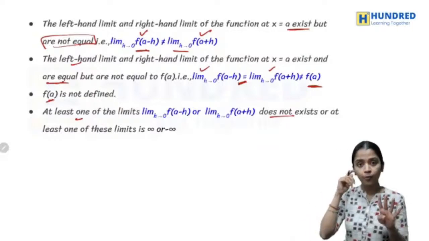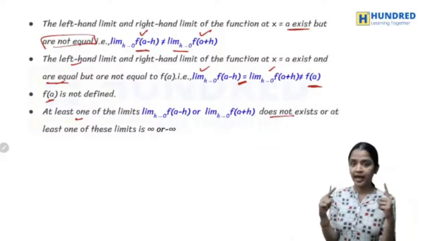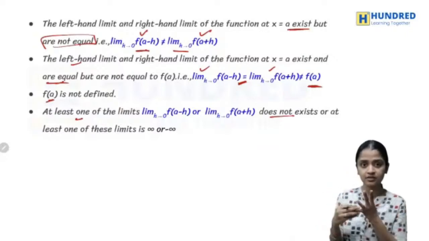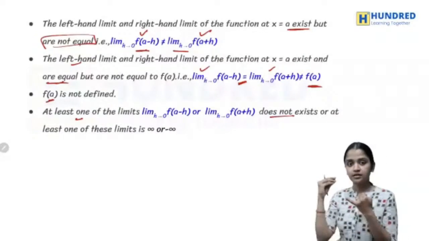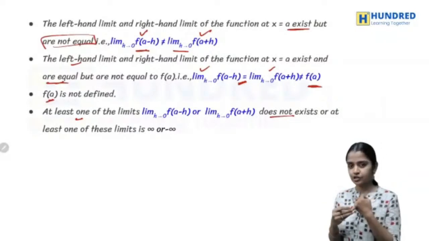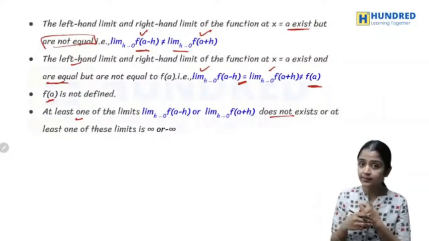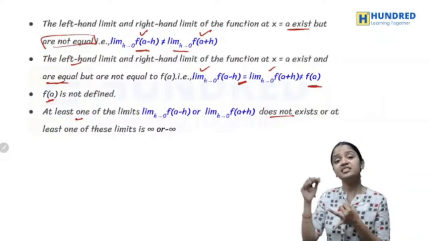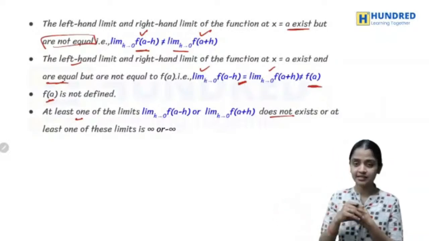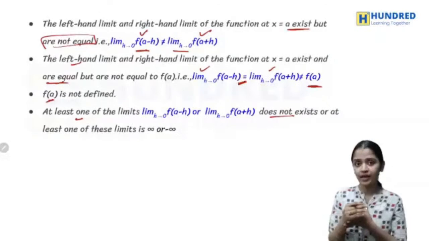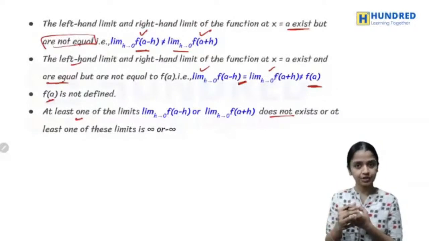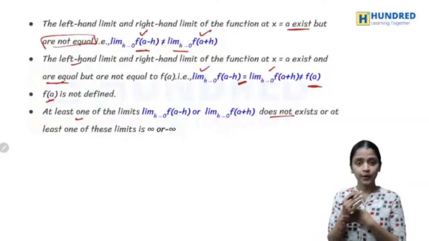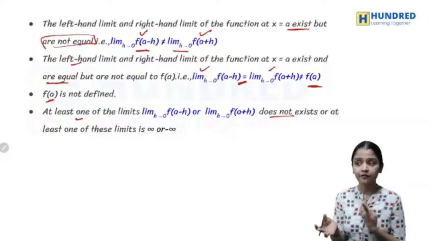So you have four points. First, you can start with this: both the limits exist and they are not equal. In that case, you can say it is discontinuous. Both the limits exist, they are equal, but they are not equal to f of a. Then you say it is discontinuous. f of a is not defined, then you say discontinuous. And the last point is that the right hand limit or left hand limit does not exist.